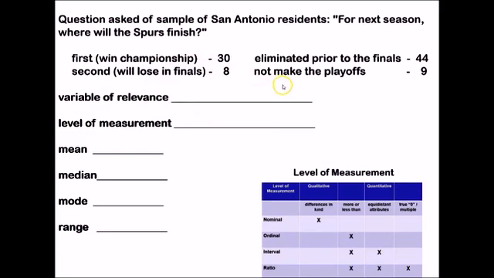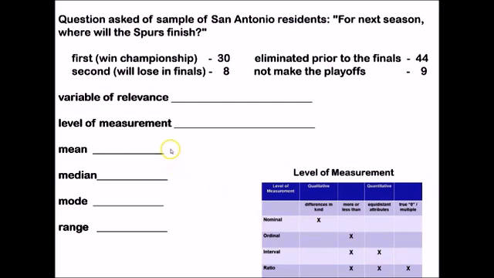Now, we can ask, is there equidistance between these attributes? Well, we don't know exactly what position they're going to wind up in if they make the playoffs but are eliminated prior to the finals, right? Could be in the semifinals, could be in the quarterfinals. And we don't know either where they would finish up if they didn't make the playoffs altogether. So really all we can talk about is the ordinal level of measurement.